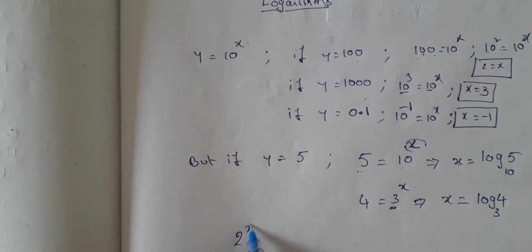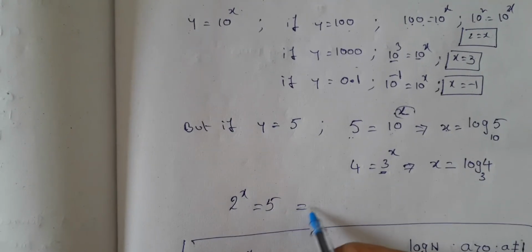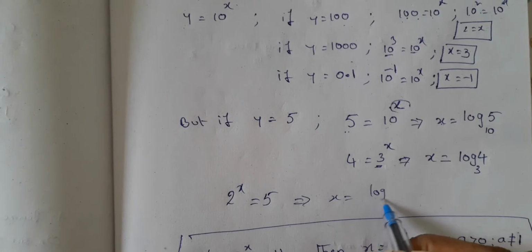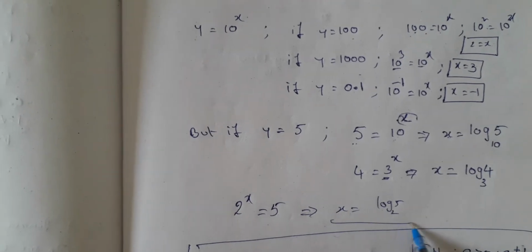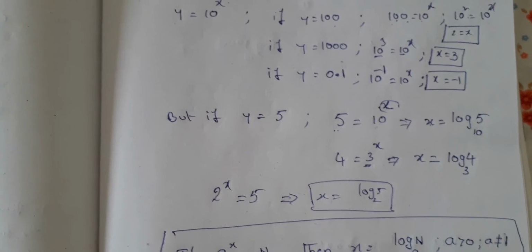So let's do 2 or 3 problems. Suppose 2 power x is equal to 5, implies x is equal to log 5 base 2. This is how we are going to solve the problems.